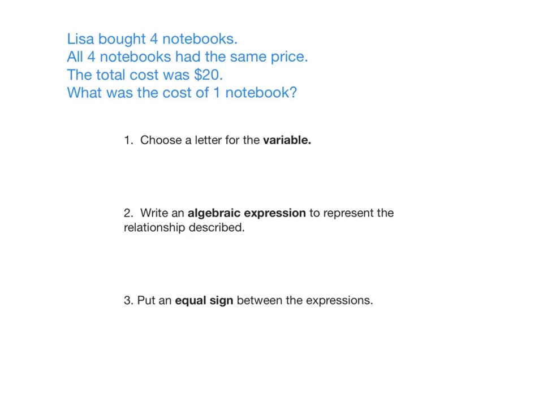Let's read the question. Lisa bought 4 notebooks. All 4 notebooks had the same price. The total cost was $20. What was the cost of 1 notebook? Again, let's follow these 3 steps in order to write our equation. The first thing we need to do is choose a letter to describe our variable. We know the cost of the notebooks are all the same, so let's let our variable be cost. We can represent this as let C represent cost.